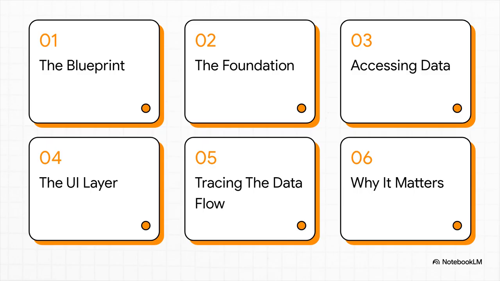Okay, so here's the game plan for this explainer. We'll start with the app's overall blueprint. Then we'll dig into the foundation, which is Room's data layer. We'll look at how we access that data using something called a DAO. Check out the UI layer, trace how data flows from end to end, and finally, we'll talk about why this whole setup is so important.